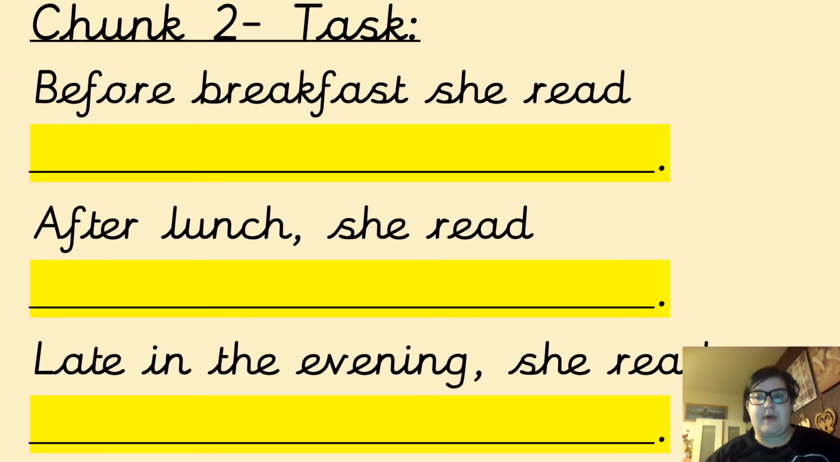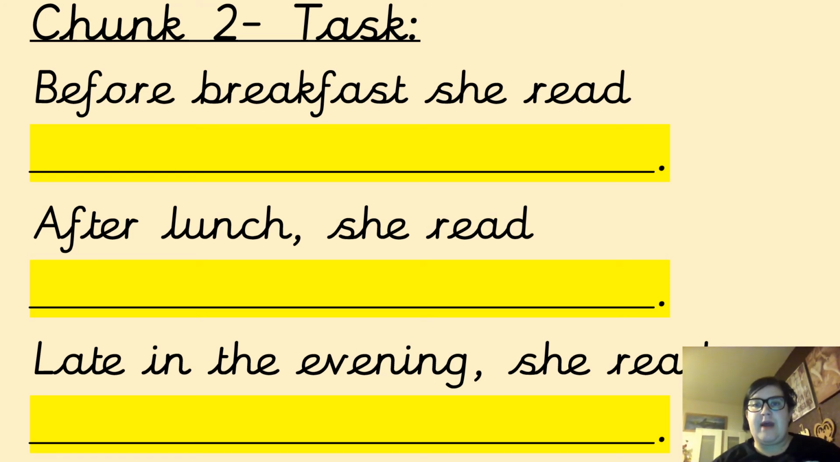And here is your writing. Now, my head is chopping off one of the words at the bottom, but I'll read it to you. So, before breakfast, she read, and you're going to write here one of the places that she could have read a book. So it might be under a tree. Then, after lunch, she read, it could be at the table. And then late in the evening, she read in a den. Okay? So that is your chunk 2. So make sure you've got all of that down. Pause the video if you have to, it's fine.